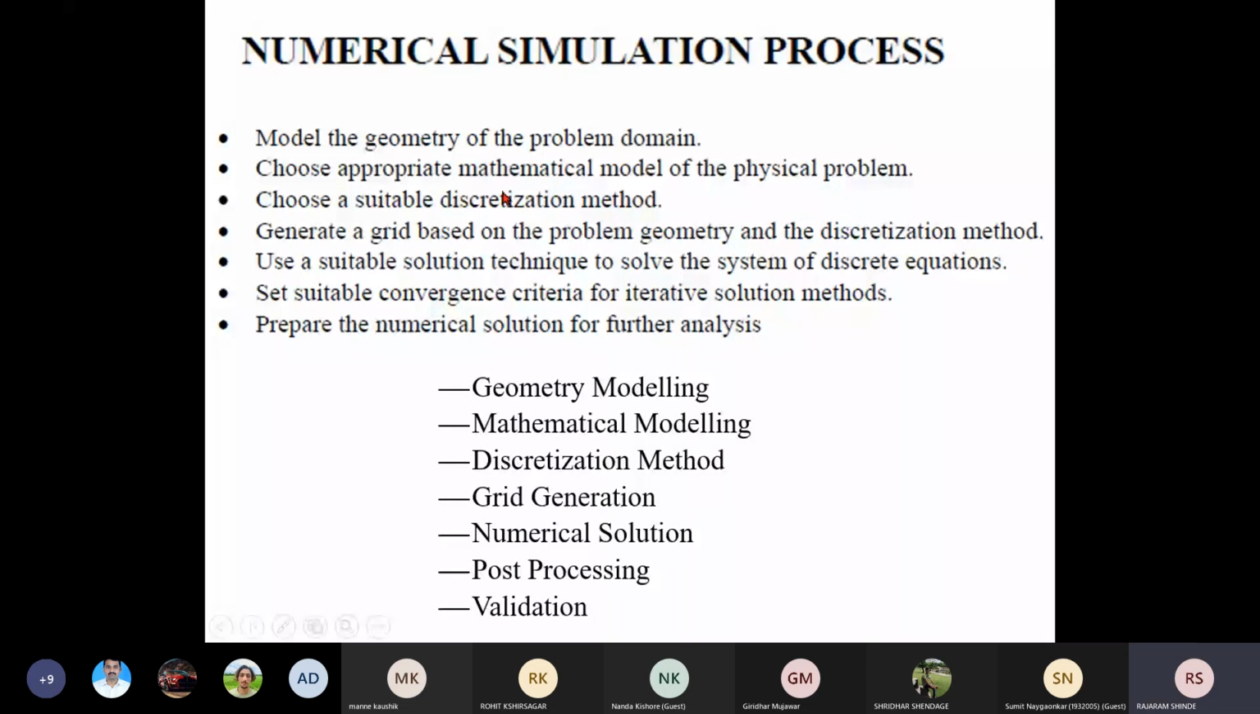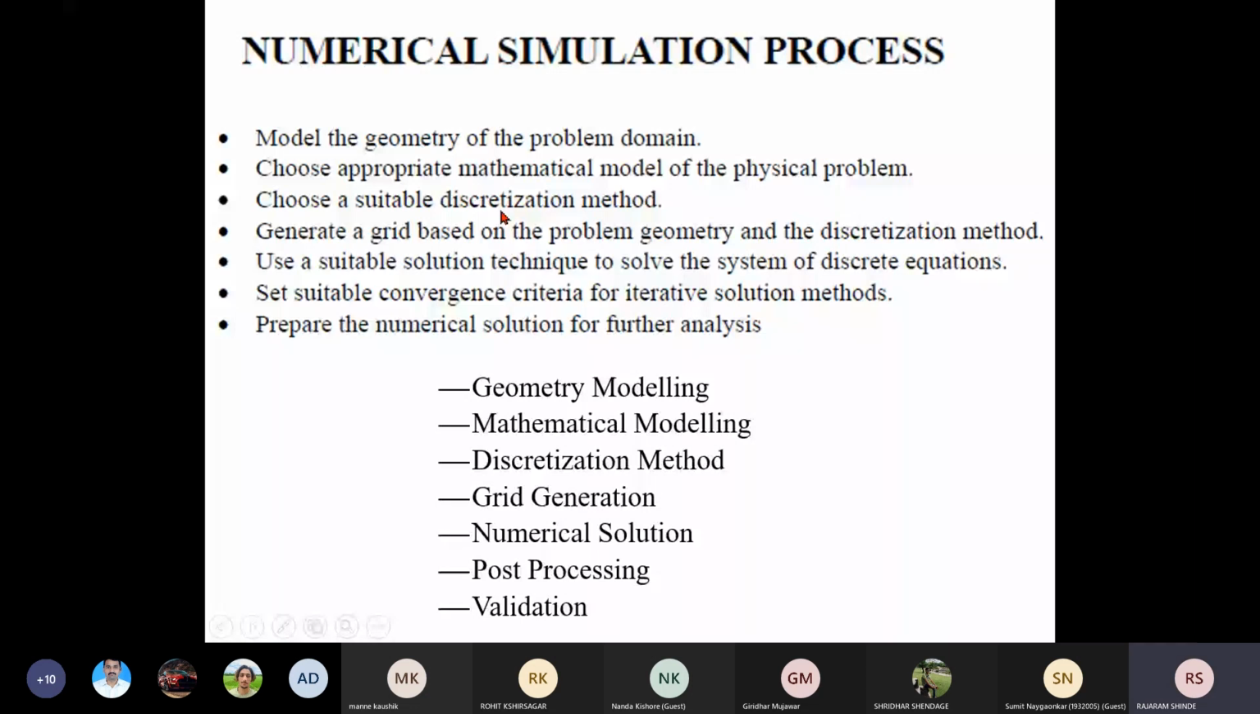And generally for complicated problems, where our domains have complicated geometry, we use finite volume method. Now you select this suitable discretization method. Finite element method is used for structural problems generally. Now generate the grid based on the problem geometry and discretization method. That means based on these three steps, you have to generate the grids.